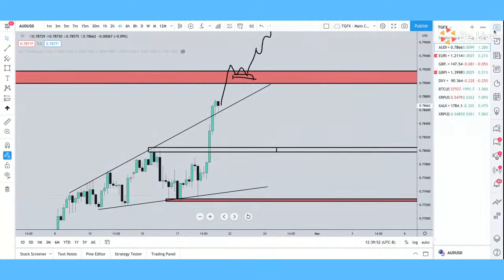All right. So that would be my bias on AUD USD. Let's check out EUR USD.